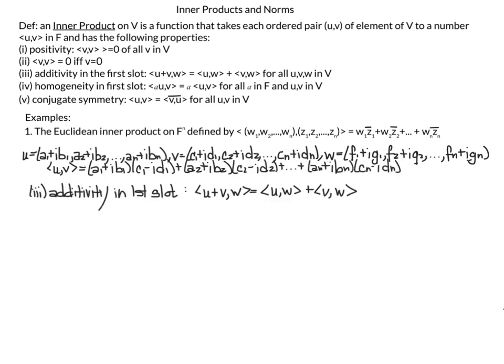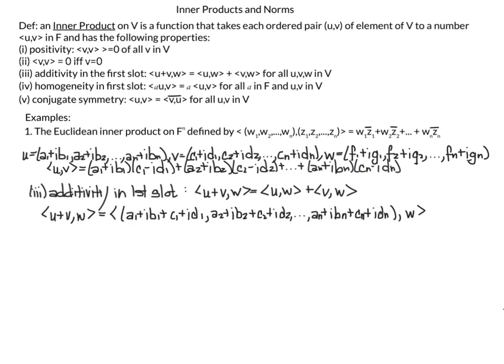Now we're ready to look at additivity in the first slot. So we'll look at the inner product of u plus v with w, and we want to verify that's equal to the inner product of u with w plus the inner product of v with w. We will start with the inner product of u plus v with w. So u plus v, here's our u and here's our v, will be a1 plus ib1 plus c1 plus id1. And then our second coordinate is going to be a2 plus ib2 plus c2 plus id2, up to an plus ibn plus cn plus idn. And we're going to inner product that with w.